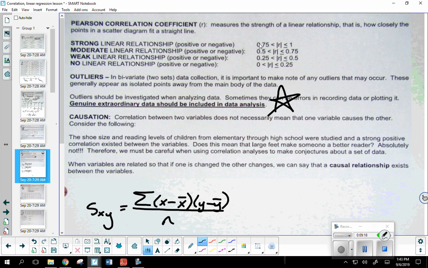Now here's something, outliers. In bivariate, 2 sets, that's all that means. When you see the word bivariate, that means we're comparing 2 sets of data. Okay. It's important to make note of any outliers that may occur. These generally appear as isolated points away from the main body of the data. So let's say you're already thinking about your IA, right?